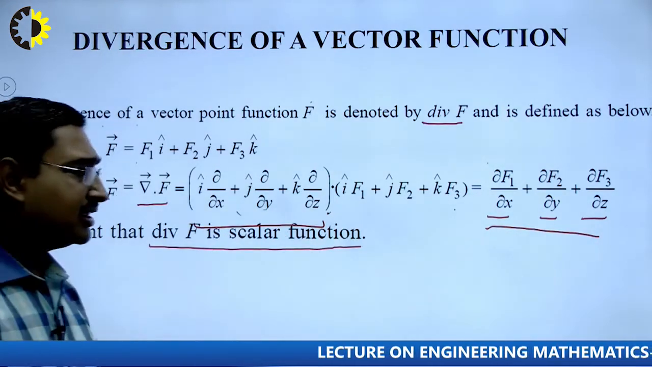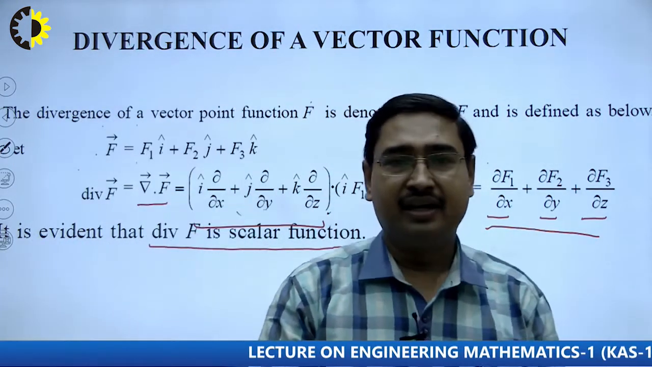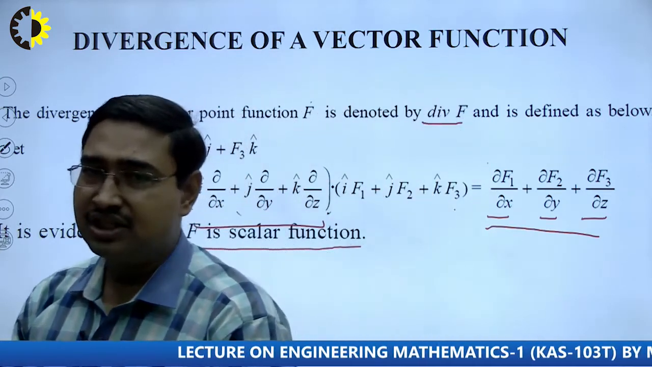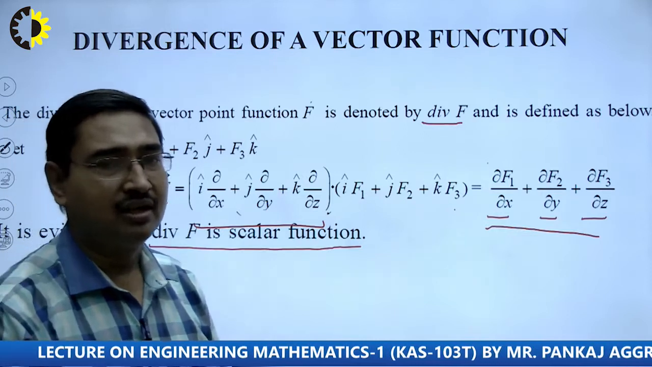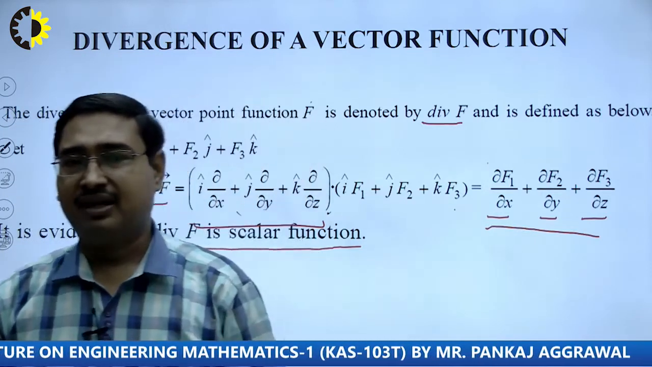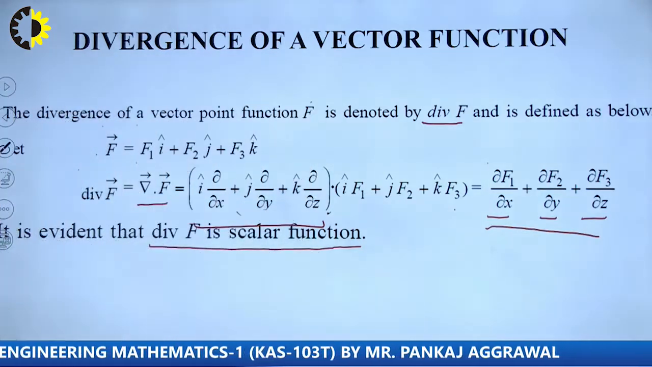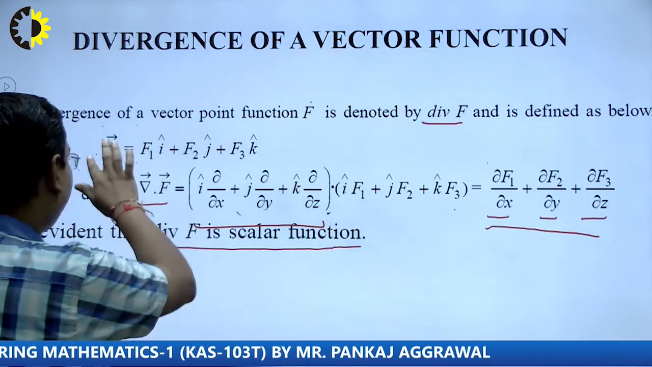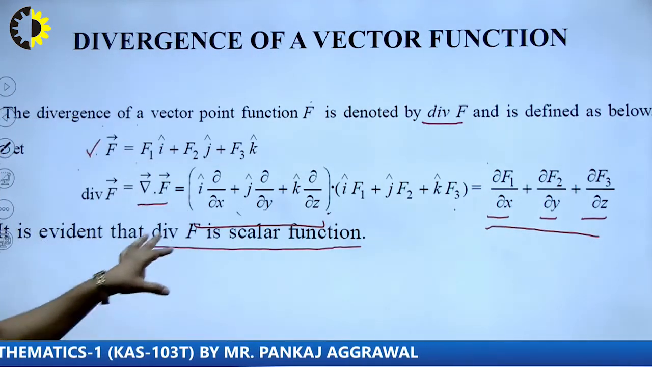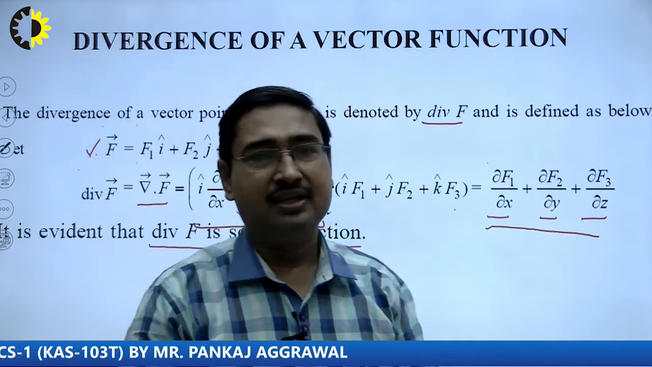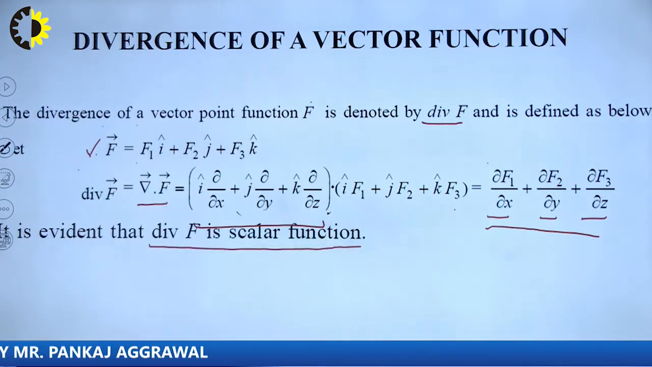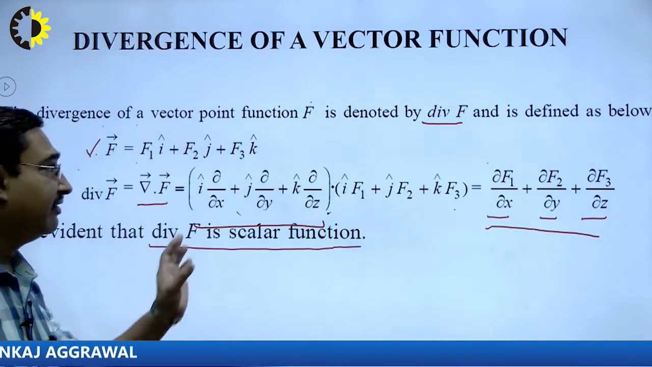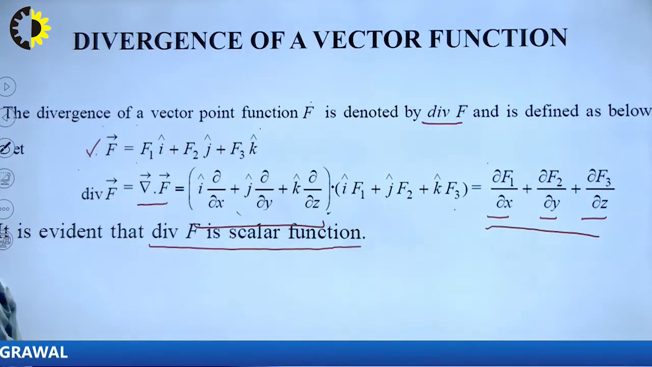In the previous topic, when we studied gradient, we saw that the original function phi was a scalar function, but the value of gradient was a vector function. In divergence, this function f is a vector function and the value is a scalar function. That is, gradient was converting a scalar function to a vector function, but divergence is converting a vector function to a scalar function.